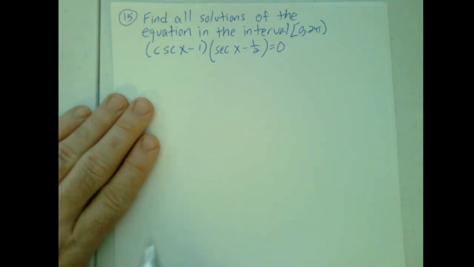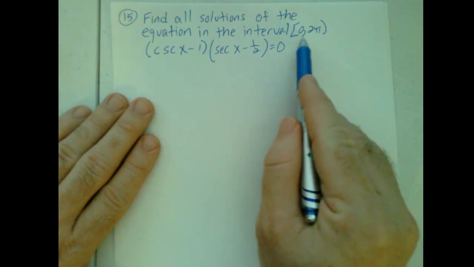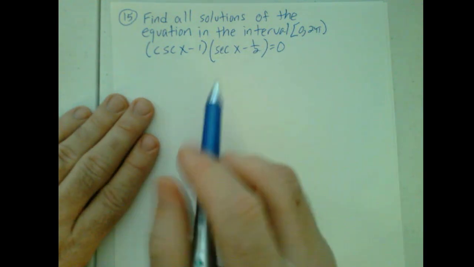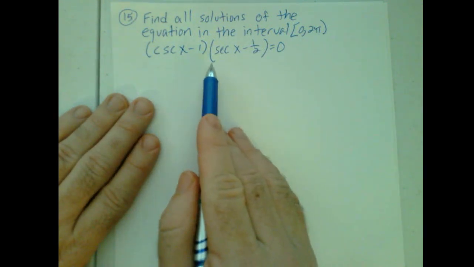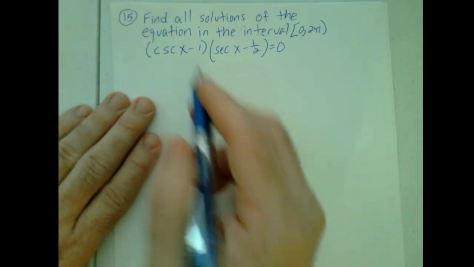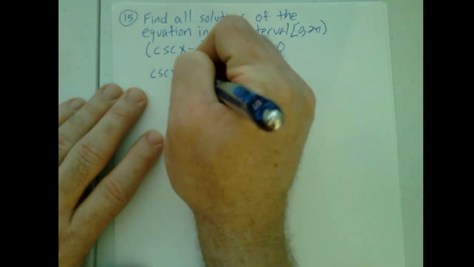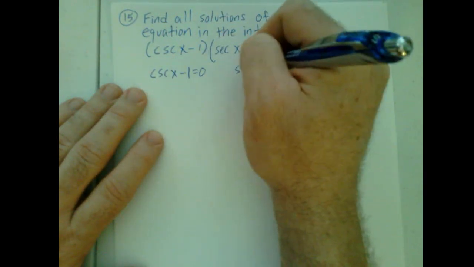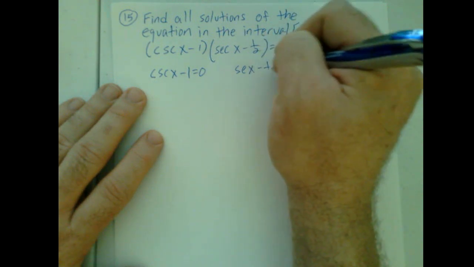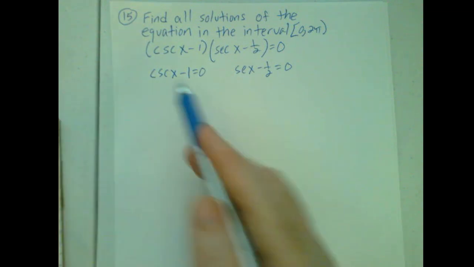So number 15 is asking us to find all solutions of the equation in the interval 0 to 2 pi of this equation here. So we've got two different trig functions here. What we're going to do is set each of these in the parentheses equal to 0. So we're going to do cosecant of x minus 1 equals 0, and then we're going to do secant x minus 1/2 equals 0. So we'll attack the first one here, cosecant x minus 1.